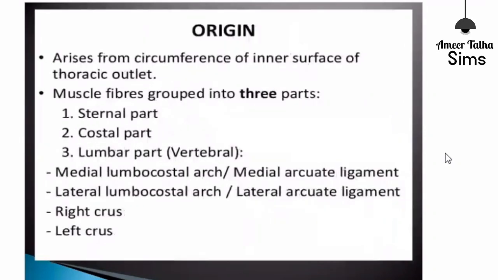Now we will talk about the origin of the diaphragm. It arises from the circumference of the inner surface of the thoracic outlet. The muscle fibers are grouped into three parts: sternal, costal, and lumbar or vertebral part. It also has the medial arcuate ligament, lateral arcuate ligament, right crus and left crus.